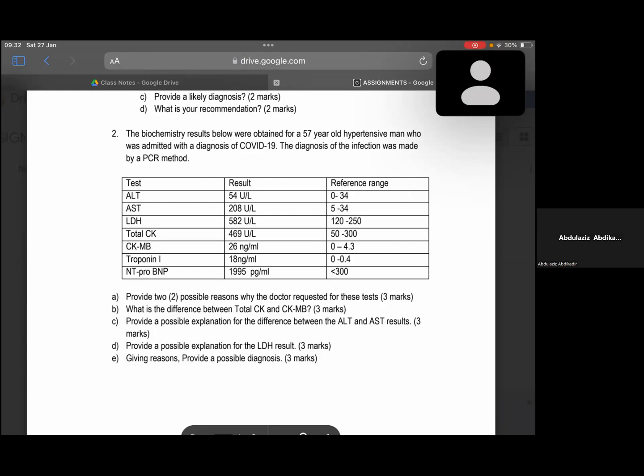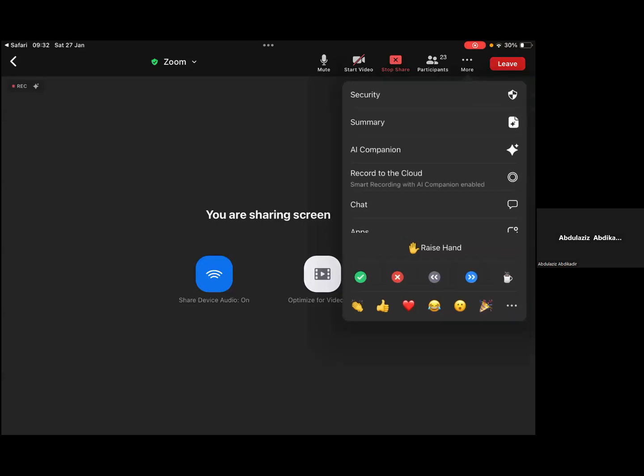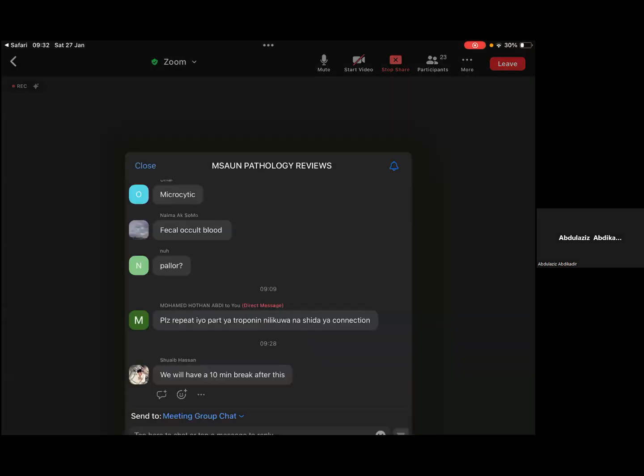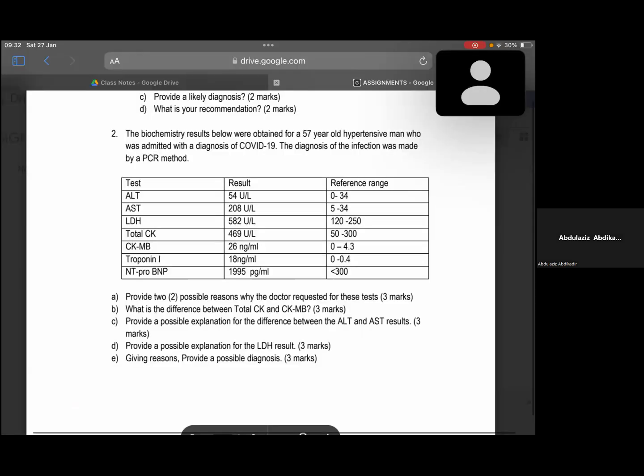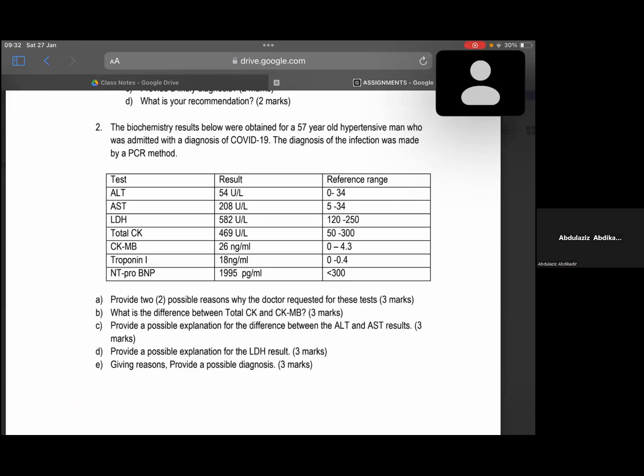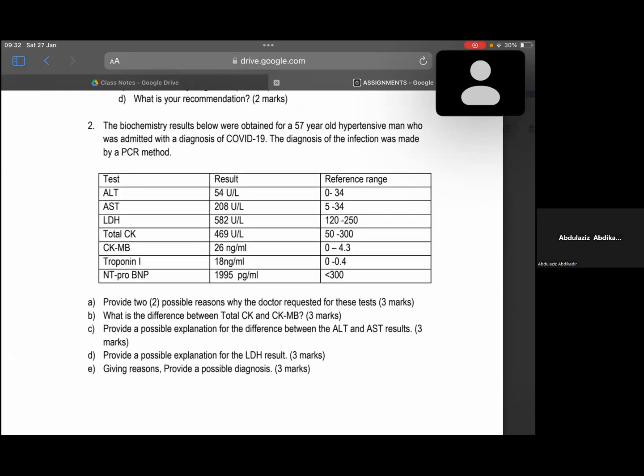So who is... now the problem is I cannot see who is in the chat. Interpretation, guys, it's just about seeing. You just look at it, then you say this one is raised, this one is low. Yeah, the ALT is raised, yes. What about AST? Is it normal? This one, you just say it like that.